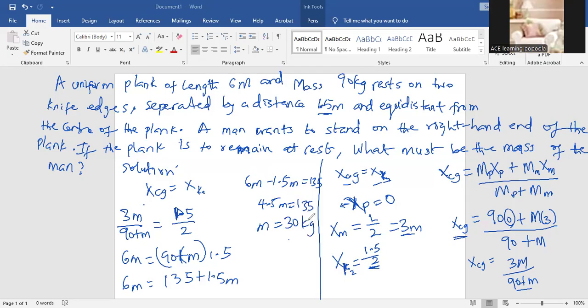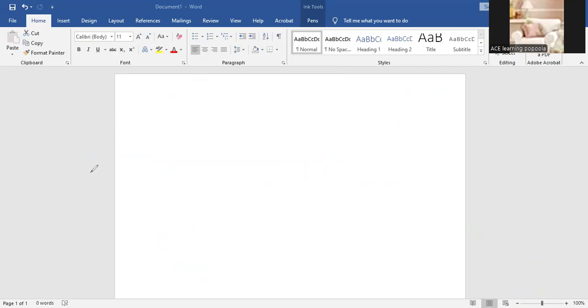kilograms. So it means the man must weigh 30 kilograms so that the center of gravity will shift from where it is to the knife edge, the second knife edge 2. And then the system will be balanced. It will not create a torque. It will not rotate when this man is 30 kilograms. Okay, so I hope that is clear. So you can just put this down. Second, another example. We can do another example.